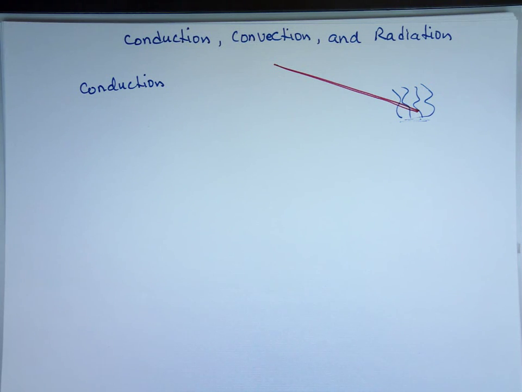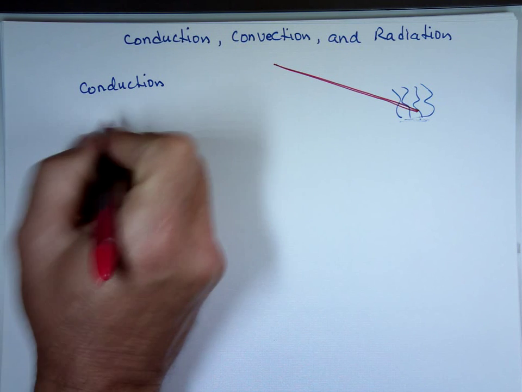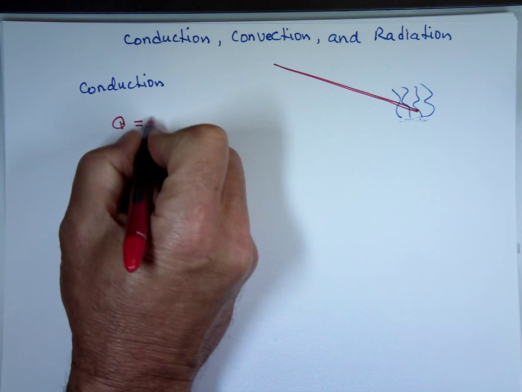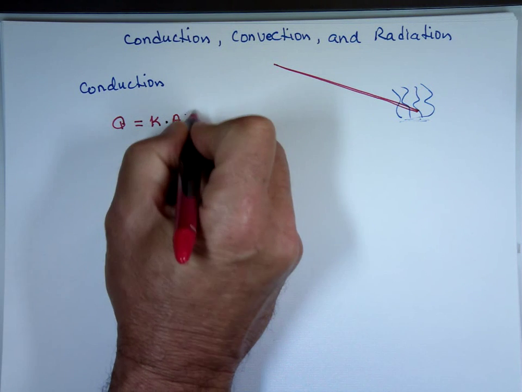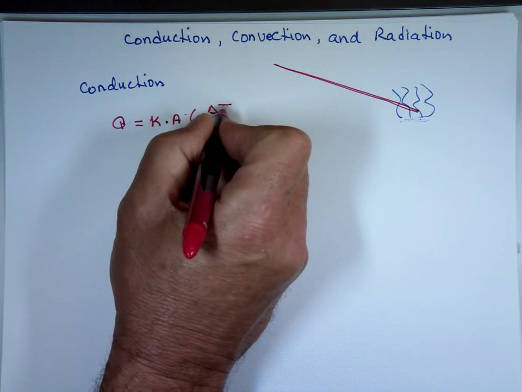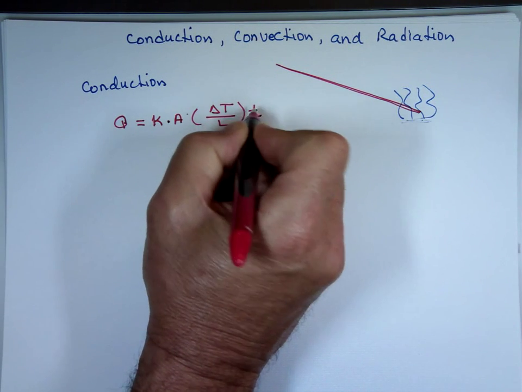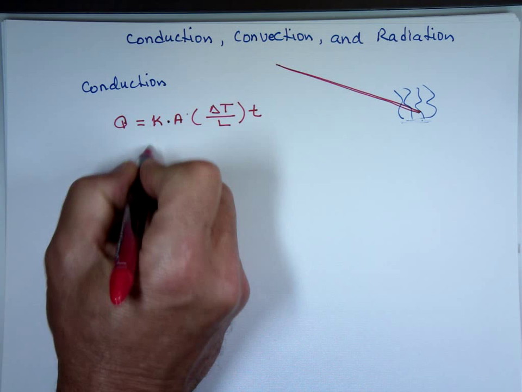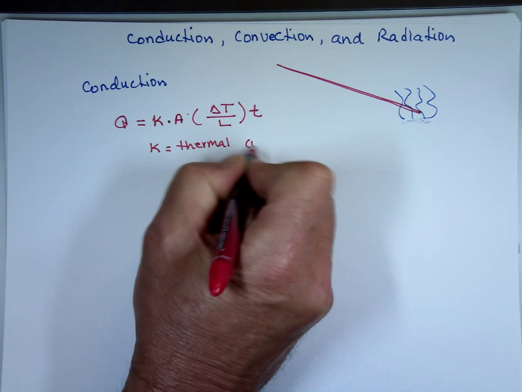So heat can transfer by conduction. For this example, if you want to know how much heat went from here to here, the equation can be calculated as Q equals, that's the amount of heat, K times A times delta T, the change in temperature, over L, the length of that rod, times the time you left it there. And what is K? K is known as thermal conductivity.